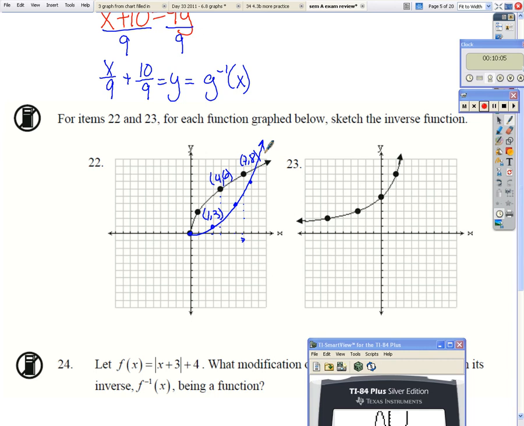I'm going to use the same process here. This point is at negative 7, 2, negative 3, 3, 0, 5, and 2, 8. So I need to graph 2, negative 7, 3, negative 3, 5, 0, and 8, 2. And connect the dots.